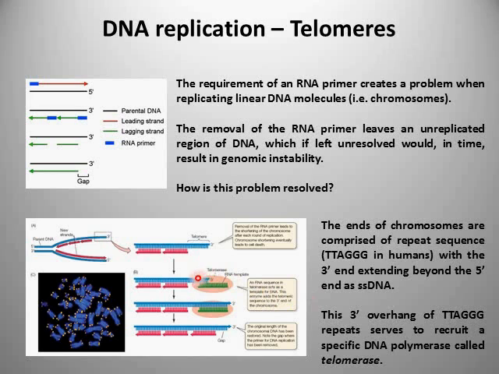So what that means is that telomerase can recognise these repeat sequences that are present in this 3' overhang, and the RNA within telomerase can bind to those complementary base pairs in such a way that the telomerase enzyme is recruited to the 3' end of the chromosome.